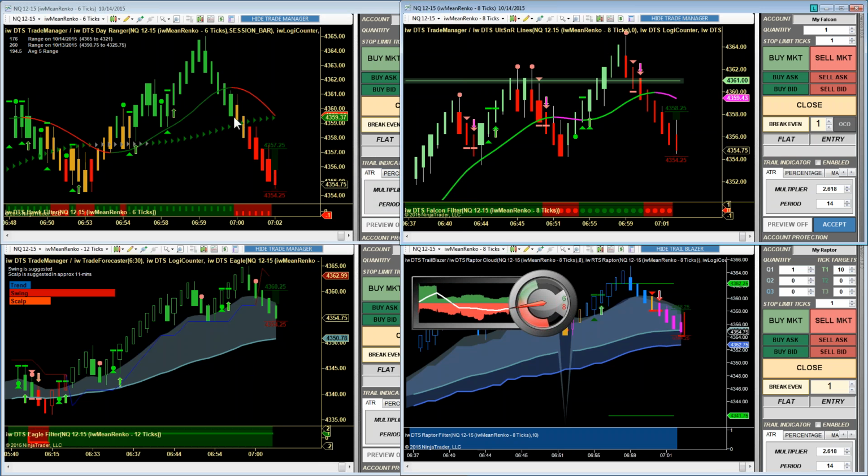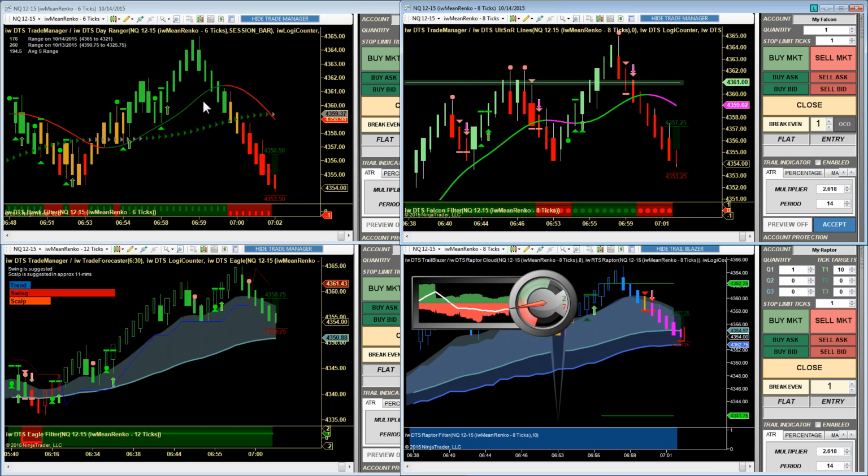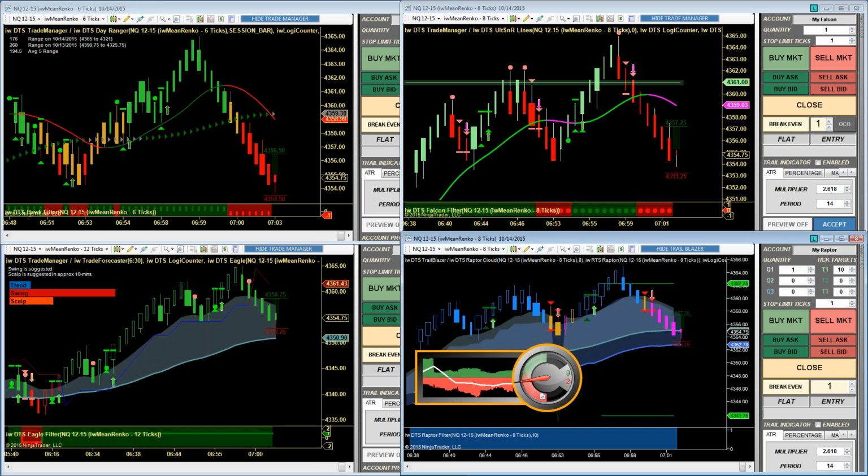But the different charts, each of these charts are programmed to pick up a different trading environment. So here in the top left, we have the Hawk Scalper, top right, Falcon Swing Trader, bottom left, Eagle Trend Trader, bottom right is the Raptor, and the Raptor, as I mentioned earlier, is a blend, it's a hybrid. It incorporates elements of the Hawk, the Falcon, and the Eagle into one trading tool.